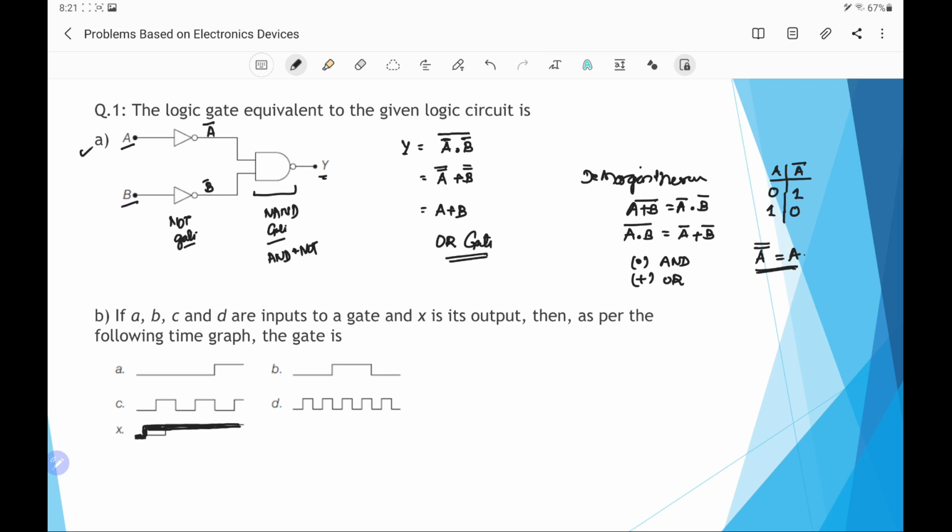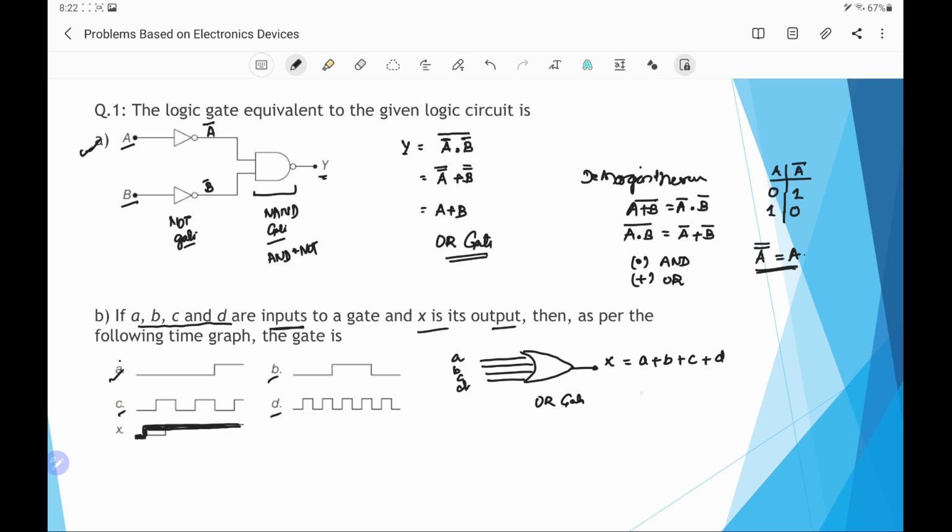This is question number 1A. Now we take the next part. If A, B, C, D are the inputs to a gate and X is the output, here these four inputs A, B, C, D are given to an OR gate and the output is X. Logically, if we draw the circuit, it is like this. This is an OR gate. It has one output, that is X, and four inputs A, B, C, D. And X can be represented as A or B or C or D.